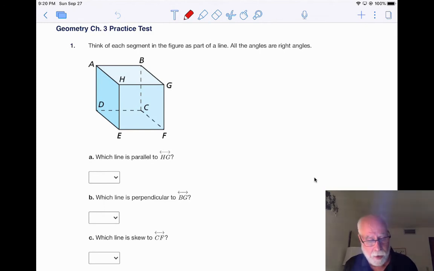So if we're going to talk about HG, we're talking about this line right here. Remember, they said we can make it a line. So if we look at that one, which ones are parallel to that? Well, if we look at it, we could say this line here is parallel, right? So one of our answers would be EF.